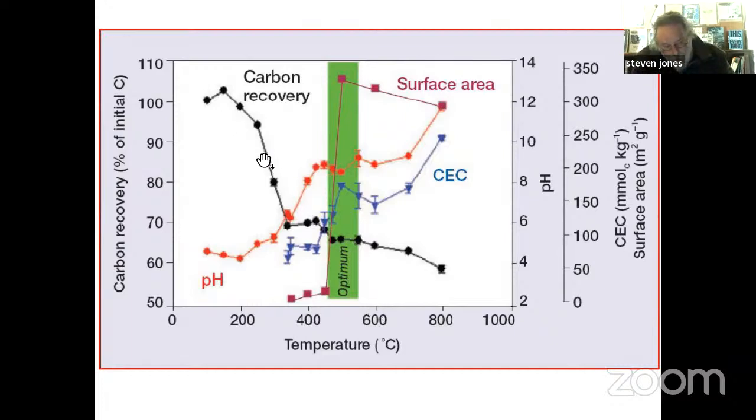you'll see that the amount of carbon levels off. So we're losing about 40% of it. We're retaining more than half, 60%, if we've made our biochar right.